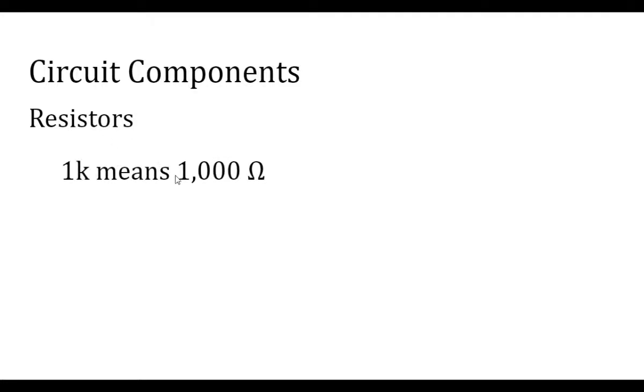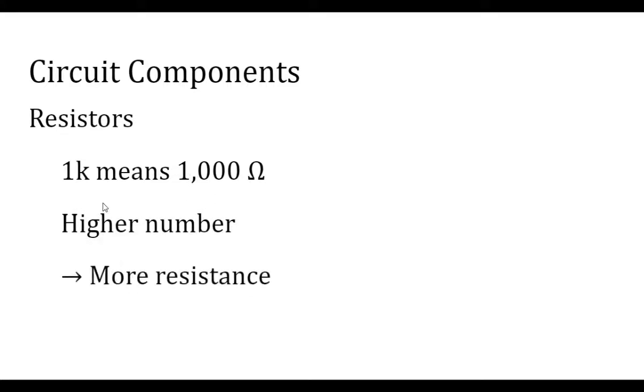And one other thing, usually we're not really ever going to be dealing with like 3 ohms, 5 ohms, 25 ohms. It's going to be in the hundreds or in the thousands even. And so to save us some time and space from writing thousands and lots of zeros, we just use a K to represent 1,000. So 1K means 1,000, in this case, ohms. The higher the number, the more resistance.